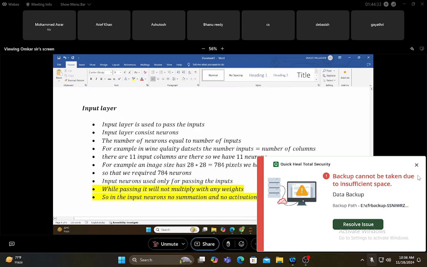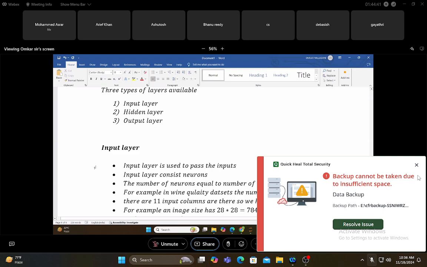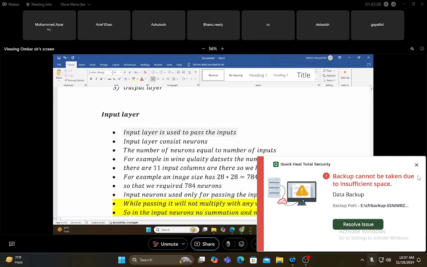Now write the theory. We have three layers available: the input layer, hidden layer, and output layer. Each layer has some neurons. The neural network has three layers. The input layer is used to pass the inputs. The input layer consists of neurons, and the number of neurons is equal to the number of inputs.